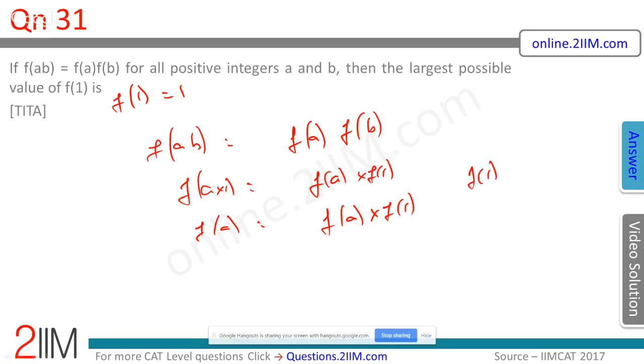Either F of 1 is 0 and F of A is also 0. If F of A is not equal to 0 for all A, this should work for any A, either it's a complete constant or F of 1 equals 1. Maximum possible value is 1.